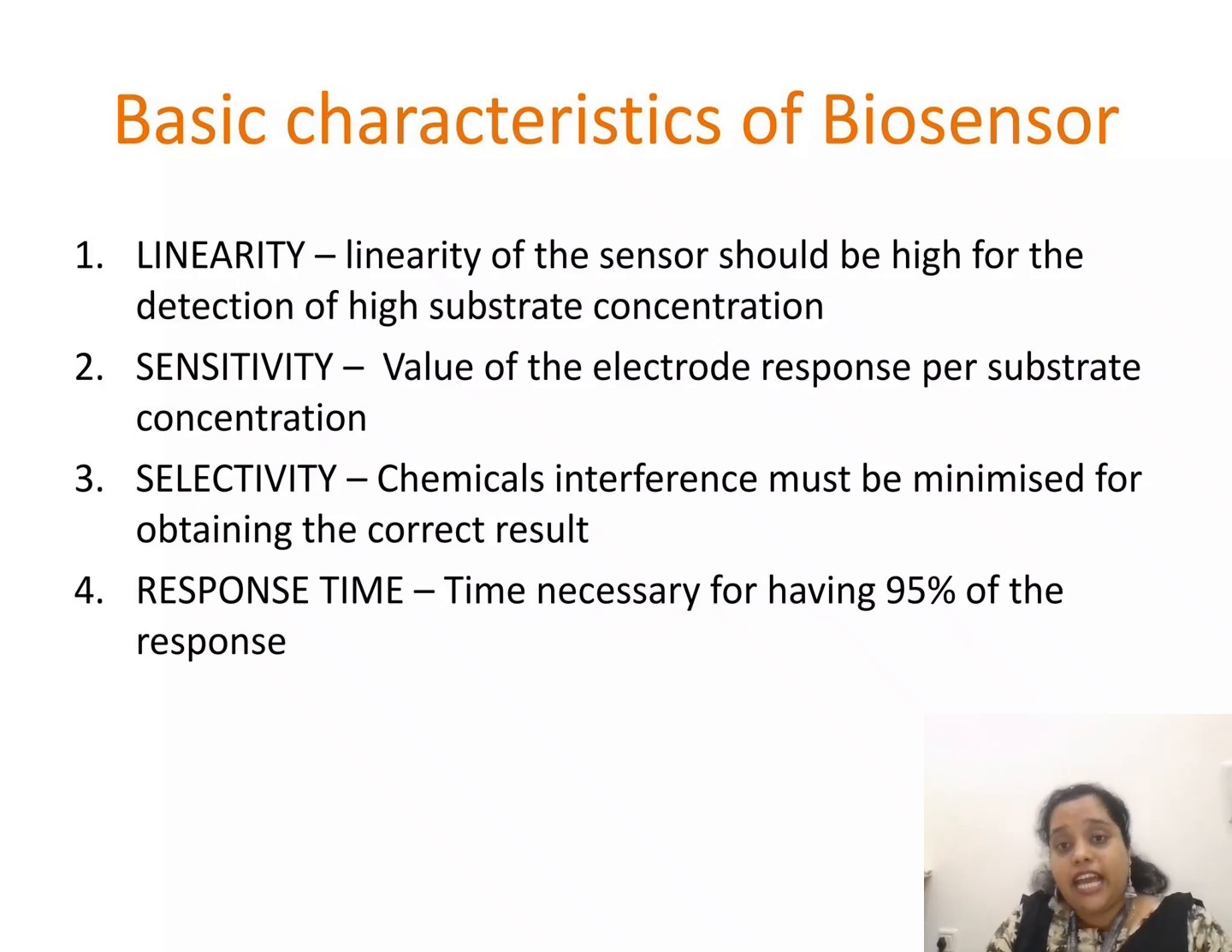So the basic characteristics overall, what a biosensor should have, first is linearity. When you talk of linearity, it should give high detection for high substrate concentration, and it should always be able to detect minute concentrations also. So linearity here means with higher doses, the reading should increase. With lower doses, it should show a decrease in the reading. Sensitivity at the same time shows the value of electrode response per substrate concentration. It should be able to read the minute readings also and the highest readings also.